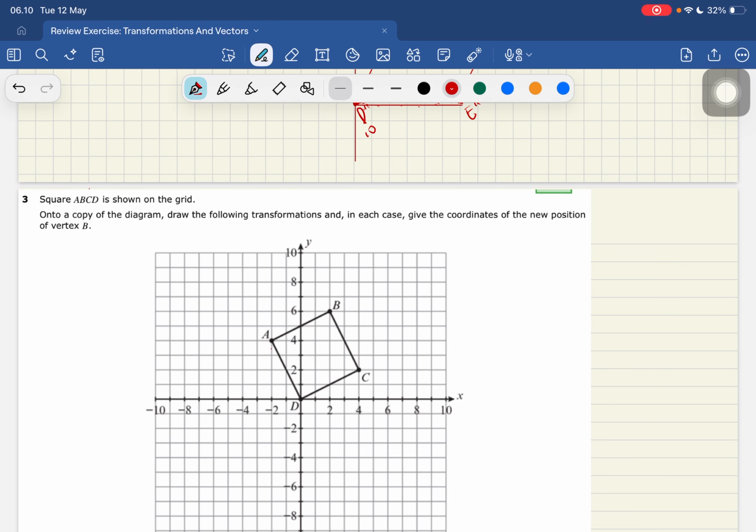So just continue. D: 1, 2, so here is D. 1, 2, 3, 4 from the mirror line, so 1, 2, 3, 4, 5, 6 on the other side. Okay, we can just connect it.